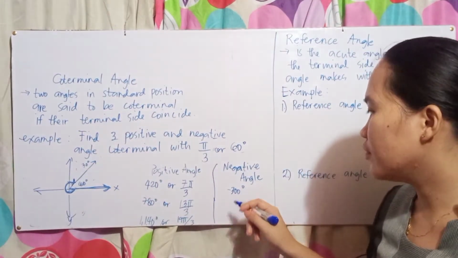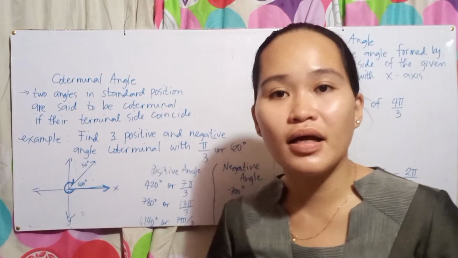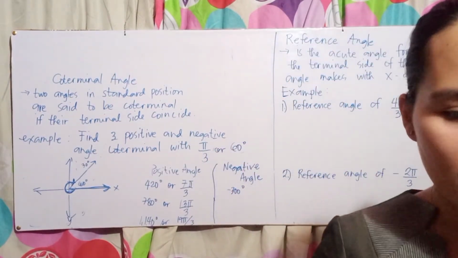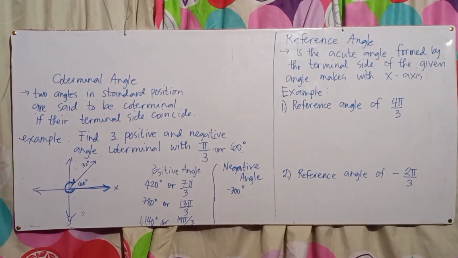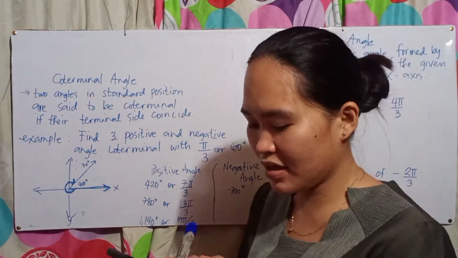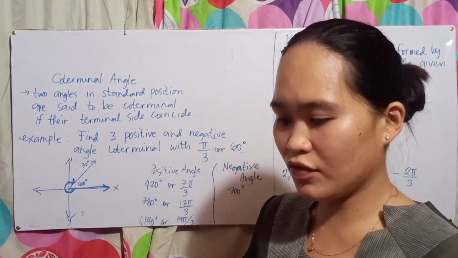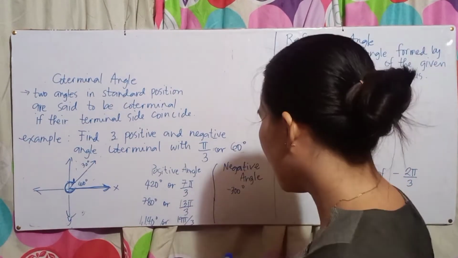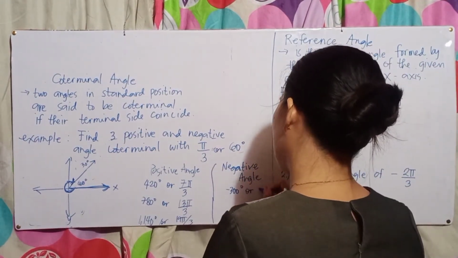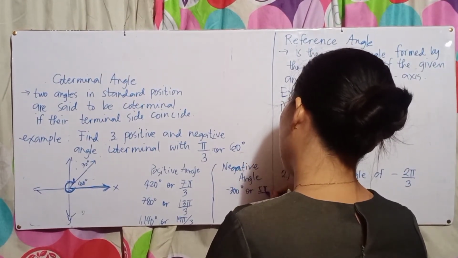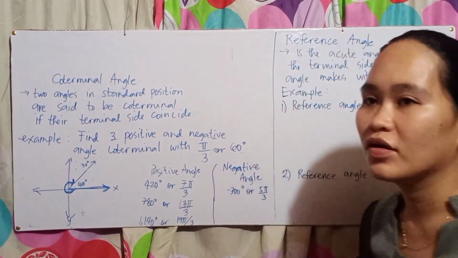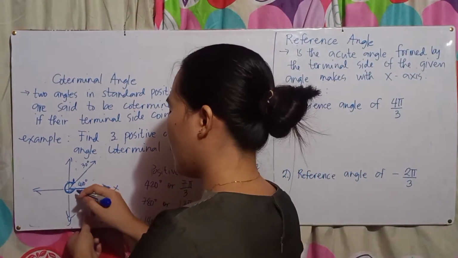So, pag i-convert ang 300 into radian, so, i-divide lang sa 180. So, 300 divided by 180. So, 5 pi over 3. Okay, next, mutuyok na po.